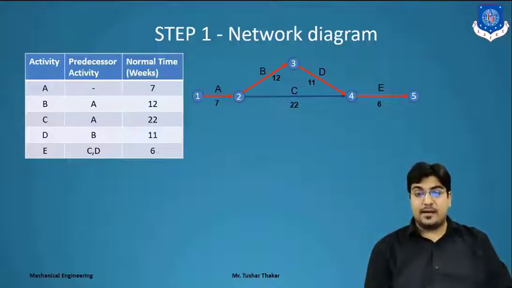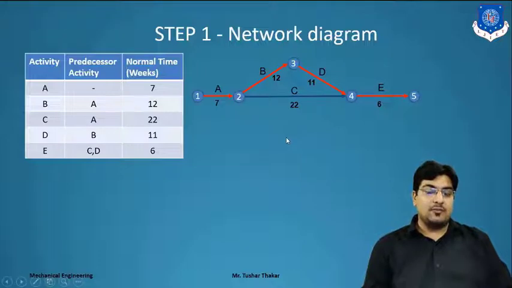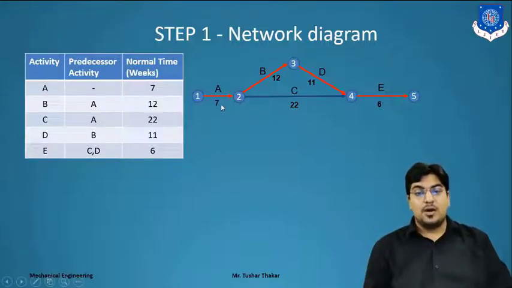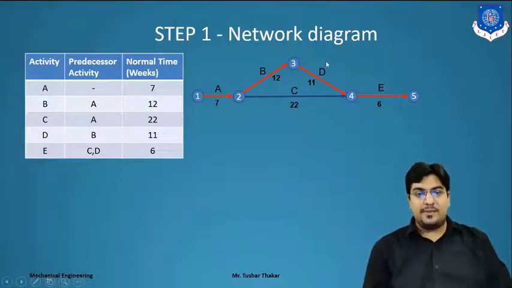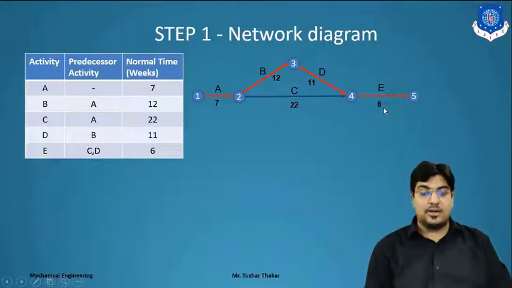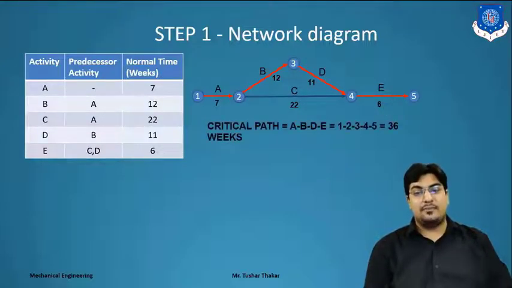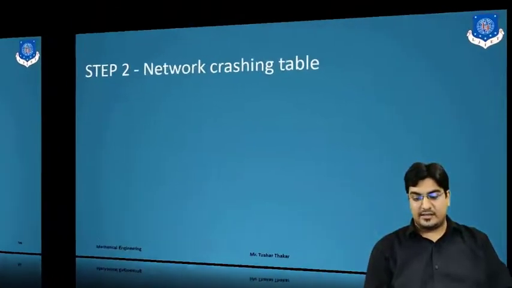Now we calculate the critical path. So here there are 2 paths: A, B, D, E or A, C, E. From the 2 paths, the path where we get the maximum value is the project time. Let's consider the first path ACE: 7 plus 22, that is 29, plus 6, that is 35. Now we move forward to the second path ABDE: 7 plus 12, that is 19, plus 11, that is 30, plus 6, that is 36, which is higher than the other path. So the critical path will be ABDE, and the total time of the project is 36 weeks.